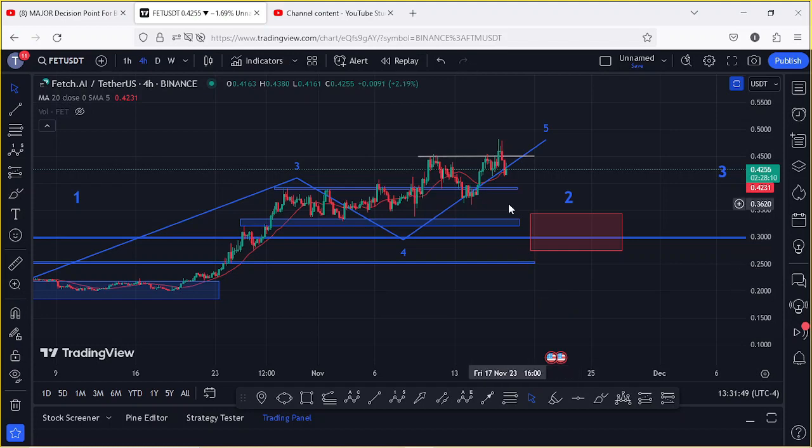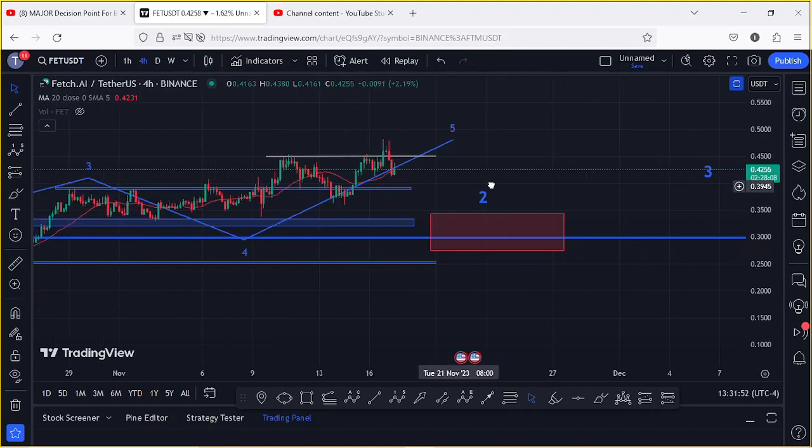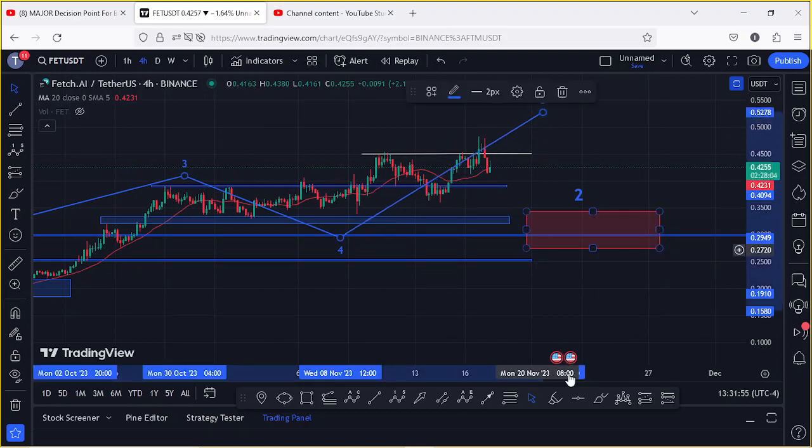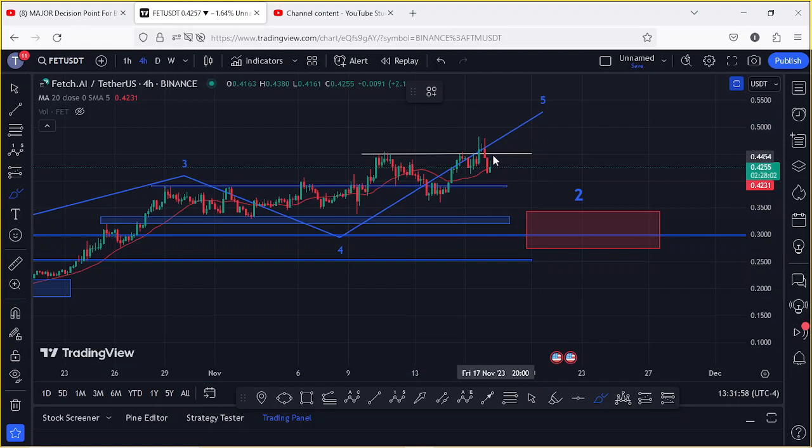And at the time of this recording, Fetch AI is still holding above the 20-day MA here on the 4-hour chart, which is now acting as support for us to continue gearing up. And the next key area of resistance that we need to see a break above lies at around the $0.45 mark, and a break above that we can easily see Fetch AI get above the $0.5 mark.